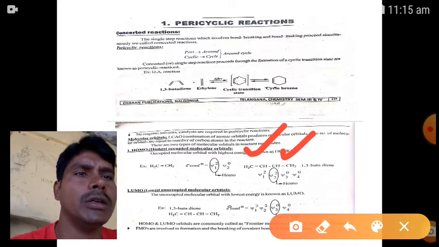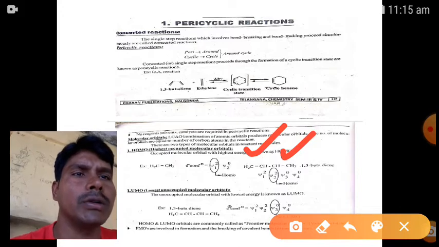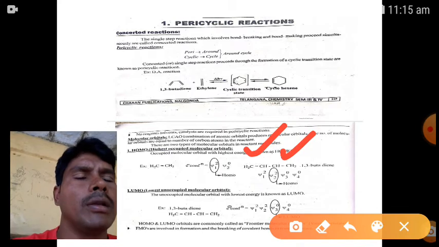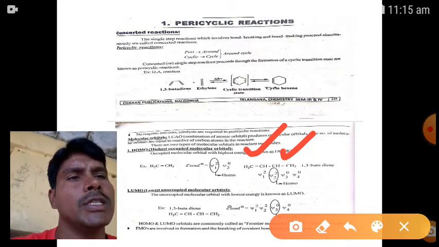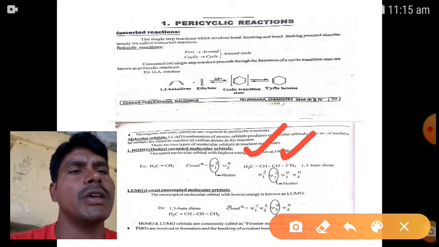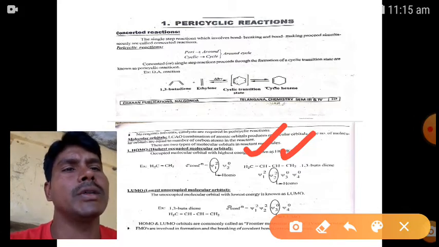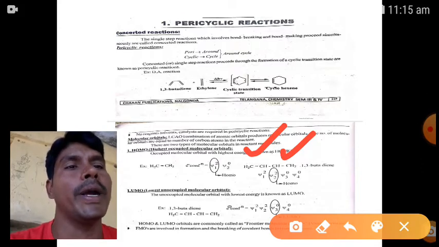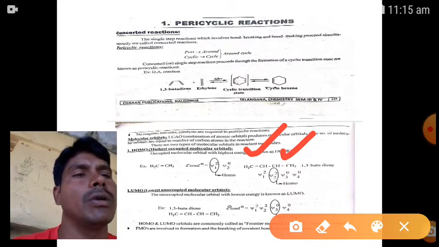Here the highest energy occupied orbital is psi 2, because it has more nodes and so more energy. As nodes increase, the energy of the molecular orbital increases. Here psi 1, psi 2, psi 3, psi 4. Psi 1 and psi 2 are occupied orbitals. Psi 2 has one node and psi 1 has no nodes. So as nodes increase, energy increases. So the highest occupied molecular orbital here is the psi 2 orbital.